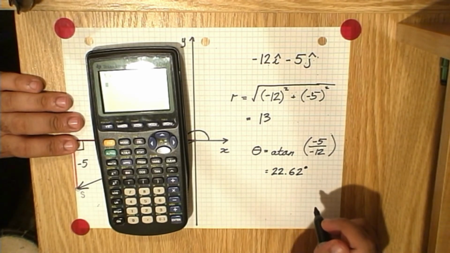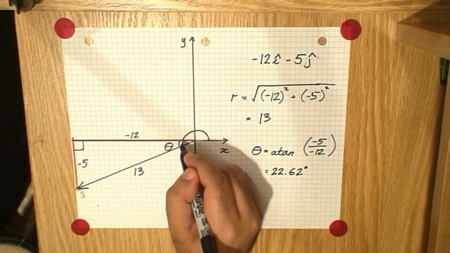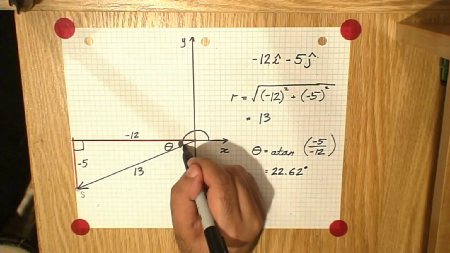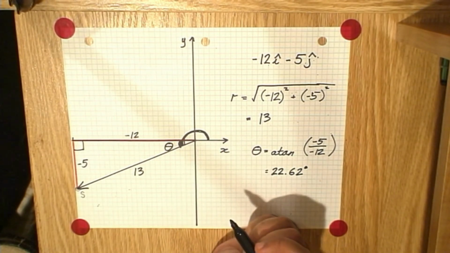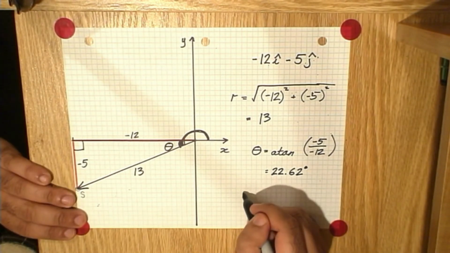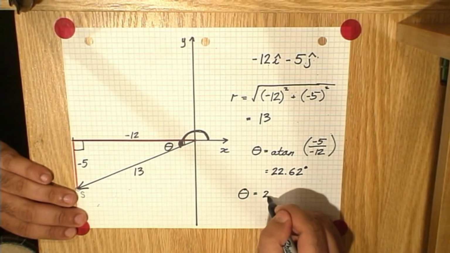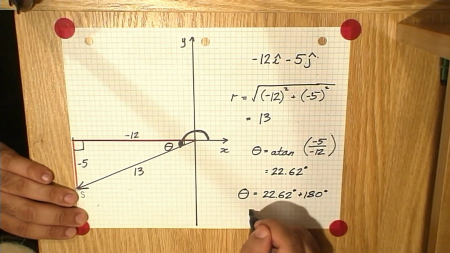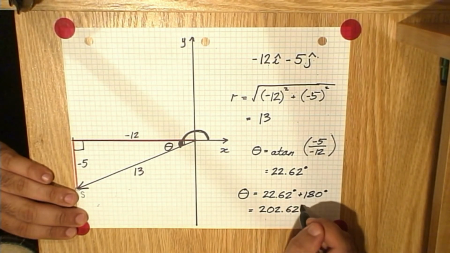Now, you might notice a problem here. 22.62 degrees corresponds to this angle inside the triangle. It does not equal the overall orientation of the vector, which is given by this arc over here. So how do we figure that out? We have to add 180 degrees to it. So the real value of theta is equal to 22.62 plus 180 degrees, which works out to 202.62 degrees.